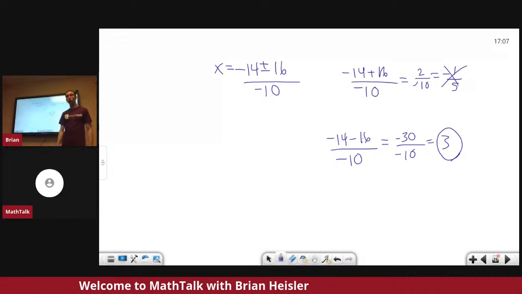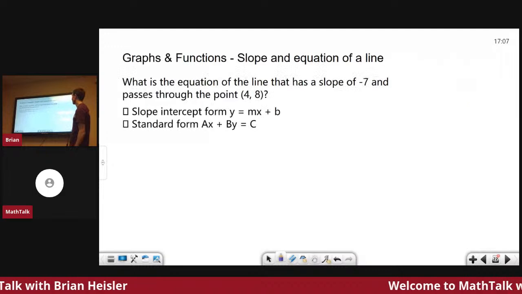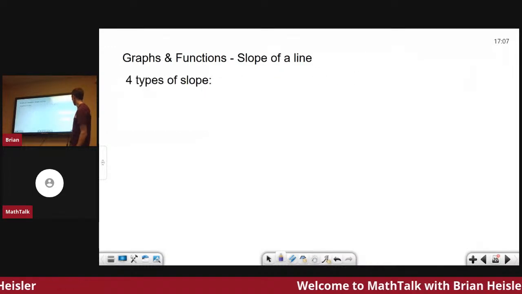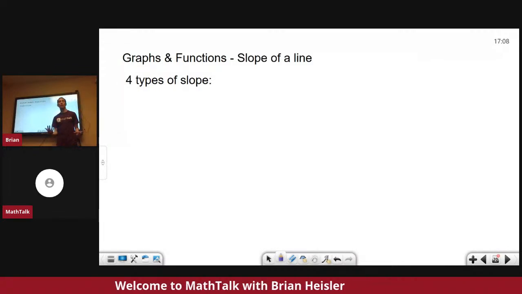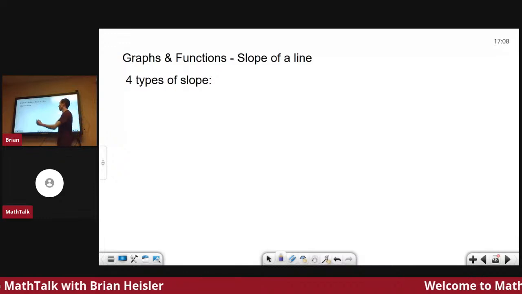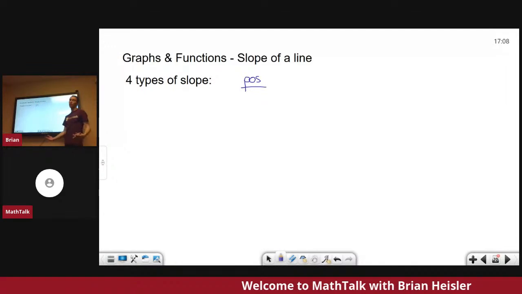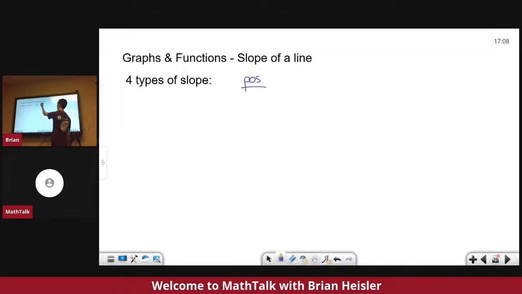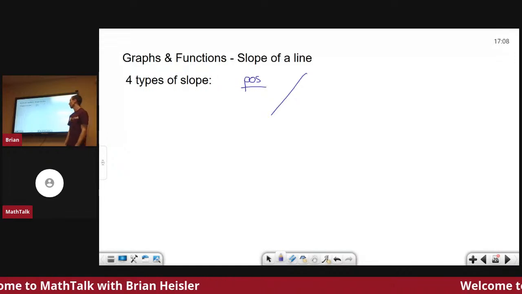So let me go ahead and jump to slope, because slope is awesome. There's a lot of different things with slope. As you can see, there's lots of things here. So slope. One of the things you have to know about slope is there are 4 different types of slope. There is a positive slope, which is basically any line that is diagonal up to the right. Looks like that. If it goes up to the right, it's positive.